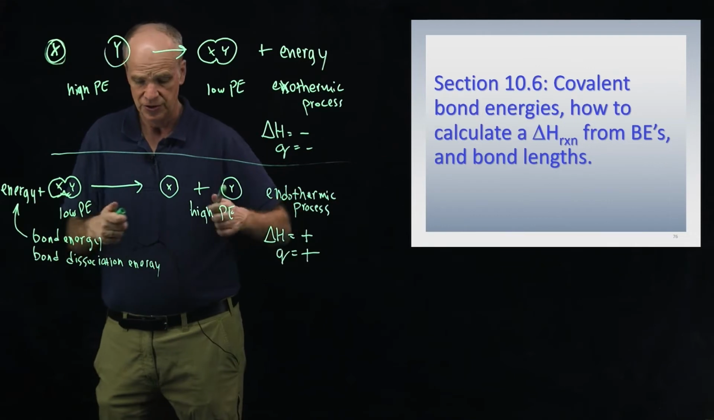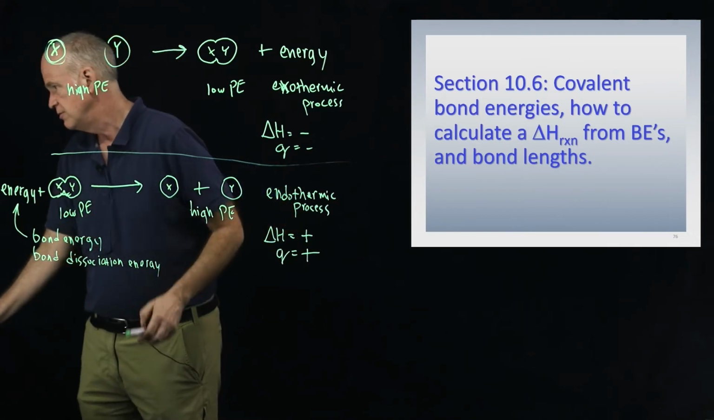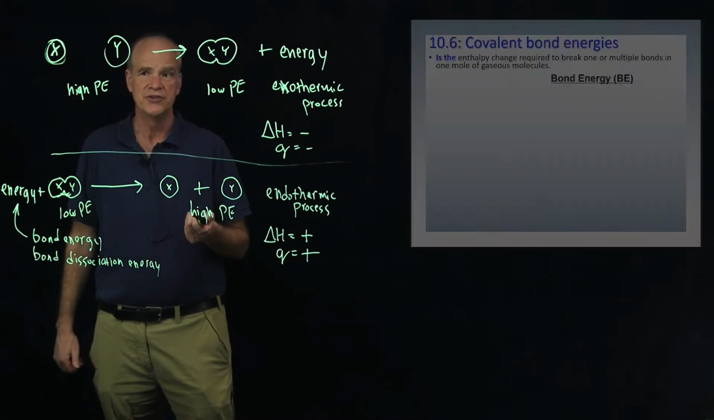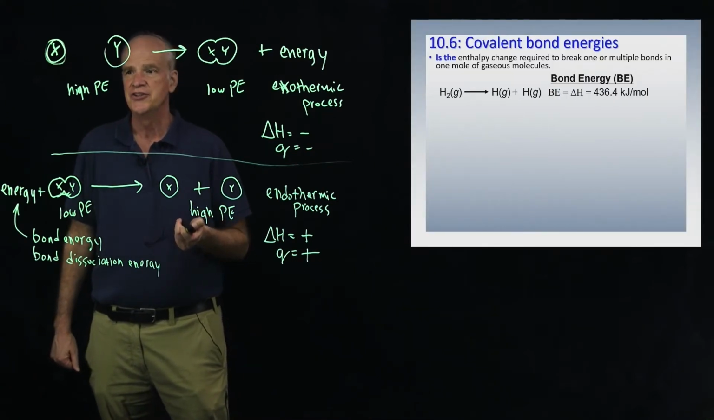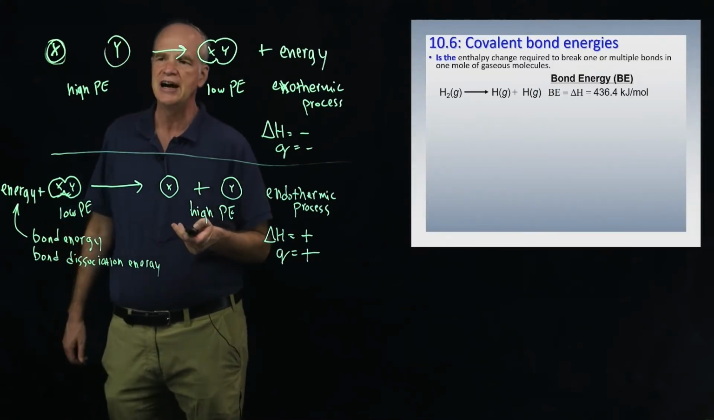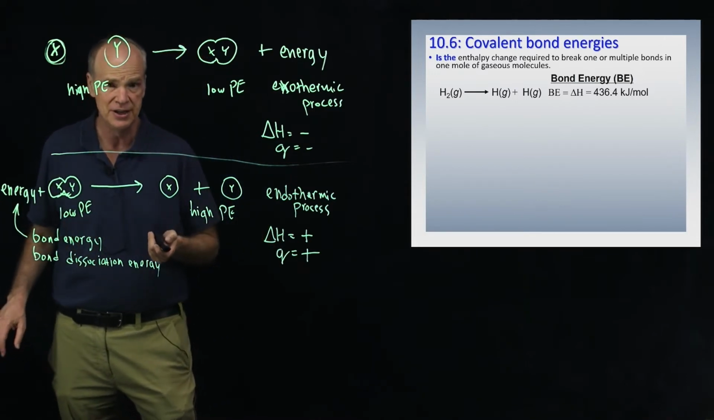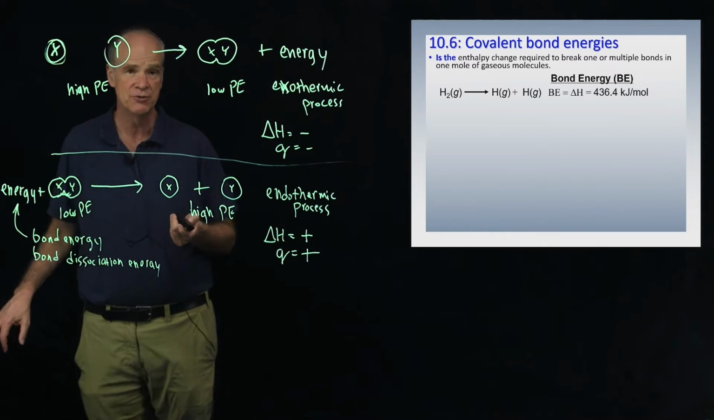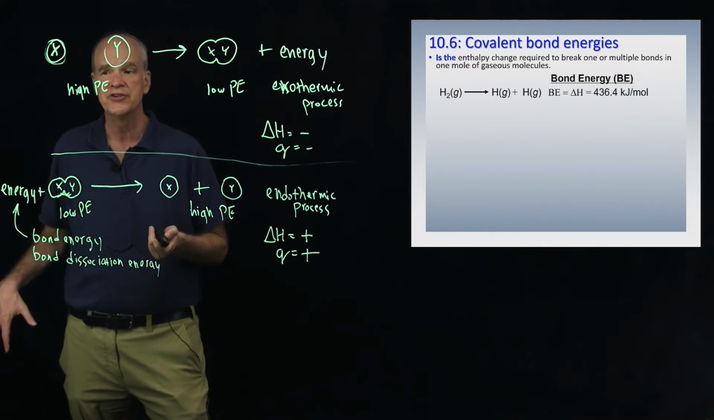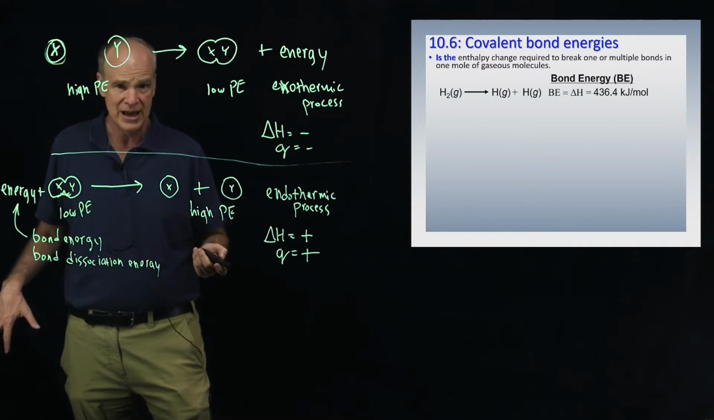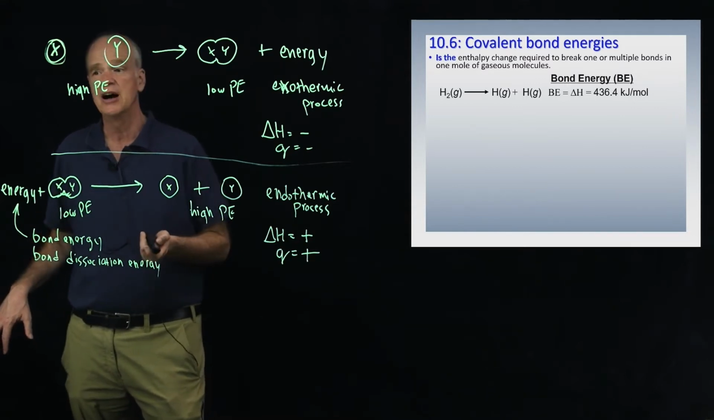Okay, so what I want to do now is look at some of the numbers involved in this. So we'll bring up the next slide. For example, if you have the diatomic hydrogen molecule and you add energy to it and break that into hydrogen atoms, that's going to require 436.4 kilojoules per mole of energy. So it will require that energy, so it's going to be an endothermic process.